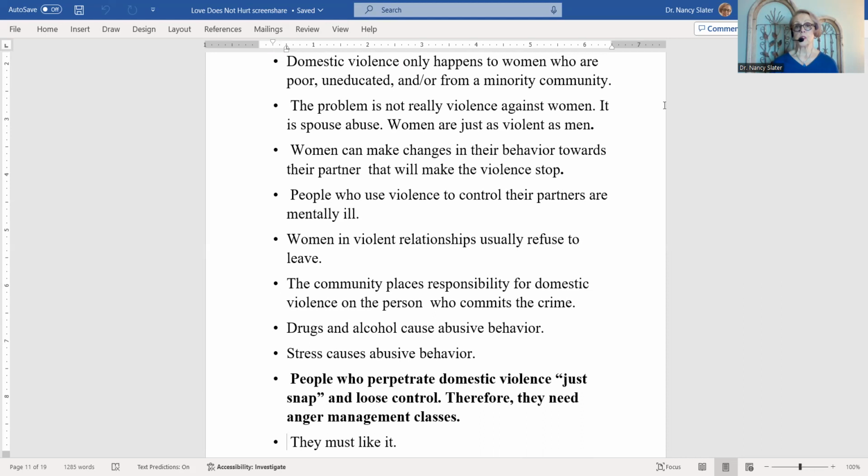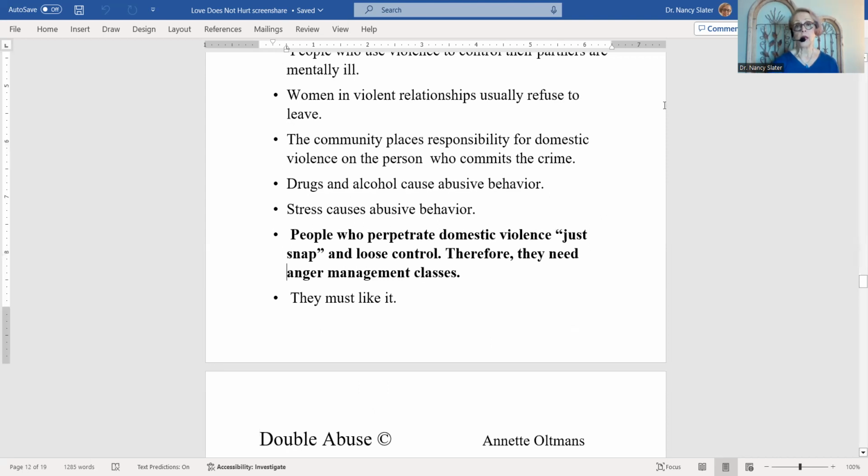Another myth. Domestic violence only happens to women who are poor, uneducated, and from a minority community. I am embarrassed to admit that until the late 1970s, that is exactly what I thought. That if you only had an 8th grade education, you came from a very poor family, and you lived in a very poor community, then the abuse was happening because those victims didn't know any better. Well, I've learned the hard way that that is absolutely not true.